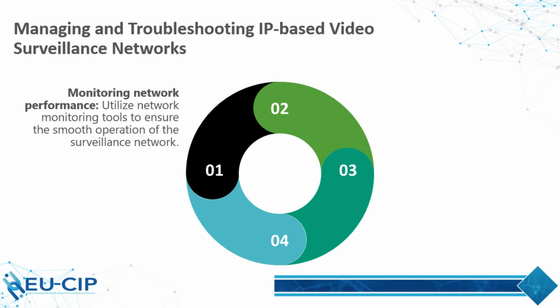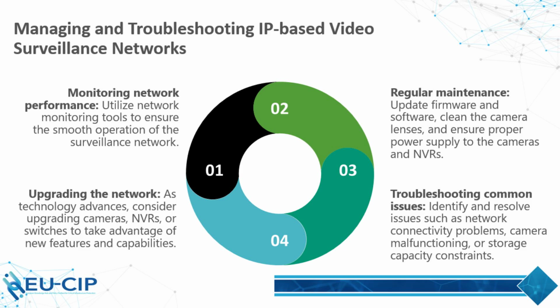Monitoring network performance. Utilize network monitoring tools to ensure the smooth operation of the surveillance network. Regular maintenance. Update firmware and software, clean the camera lenses, and ensure proper power supply to the cameras and NVRs. Troubleshooting common issues. Identify and resolve issues such as network connectivity problems, camera malfunctioning, or storage capacity constraints. Upgrading the network. As technology advances, consider upgrading cameras, NVRs, or switches to take advantage of new features and capabilities.